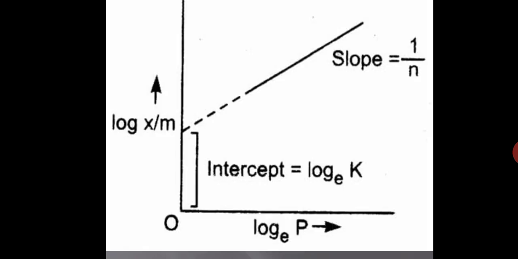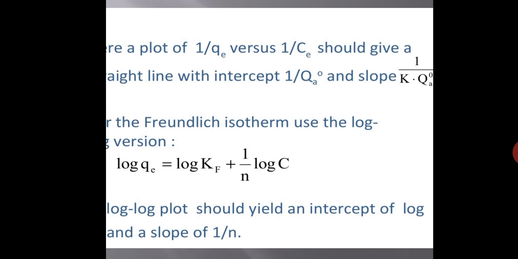Clear? So this is the graph you have understood, and when you convert Qe is equal to Kf into c to the power 1 by n into logarithmic form, it comes to be log Qe is equal to log Kf plus 1 by n log C. Understood? The same equation, Qe is equal to Kf into c to the power 1 by n, comes to be log Qe is equal to log Kf plus 1 by n log C when you convert it into logarithmic form.